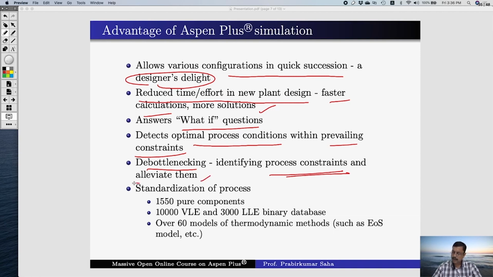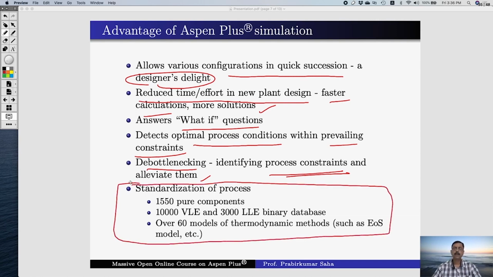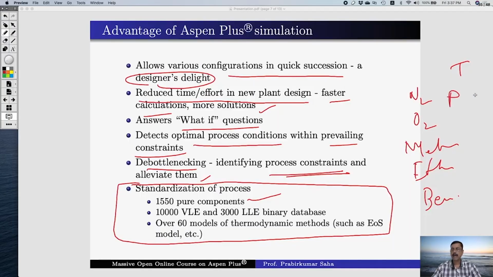And last but not the least, this standardization of process is very important. All the common process engineering unit operations are modeled and they are standardized. And not only the models, along with the data for nearly over 1500 pure components. Like if you want to use some common components like nitrogen, oxygen, or some hydrocarbons like methanol, ethanol, or benzene, you do not have to look for their data. Aspen has the option. You can pick the component from its database and attach them. Aspen Plus knows where to bring the data from at what temperature. So you just fix the temperature and pressure and flow rate.